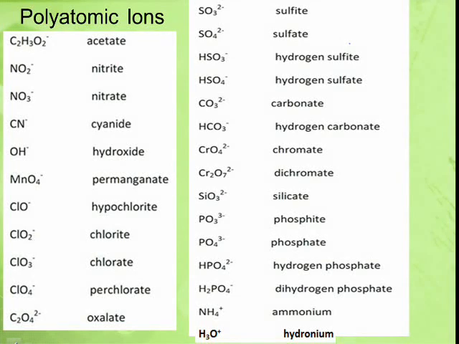Now we're going to look at polyatomic ions. We talked about this a little bit before. Polyatomic ions are groups of atoms that act as one ion. So all of these, again, will have a charge of minus one. All of these will have a charge collectively of two minus. So as a group, they have a charge. So it's important we do know these names.